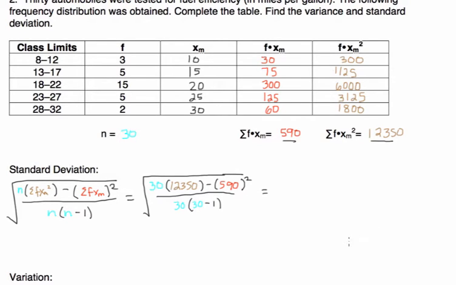So you can see where each of the numbers subs in. The n, the sum of the f times xm squared, and the sum of f times xm. That number is going to end up getting squared. Now we just need to evaluate this. I like to do the top and the bottom. So I plug that whole top row into my calculator.